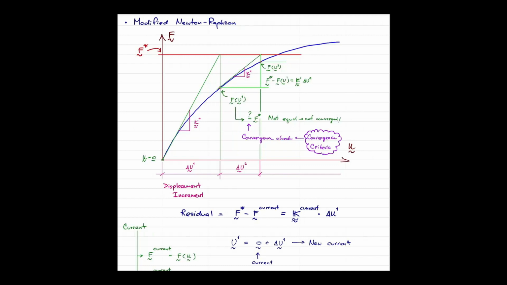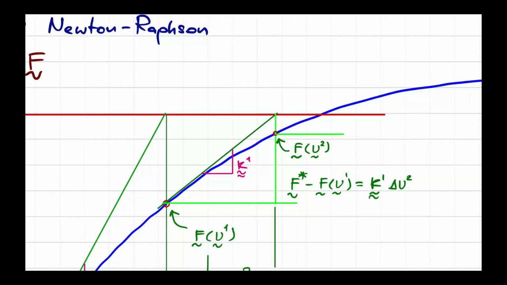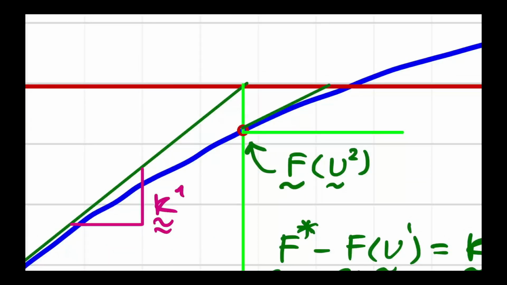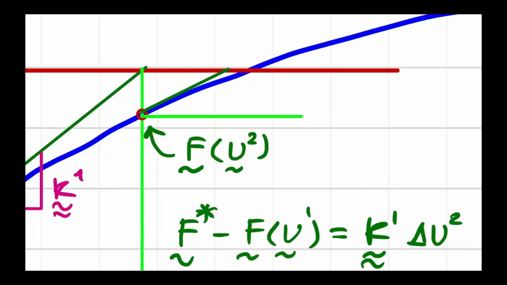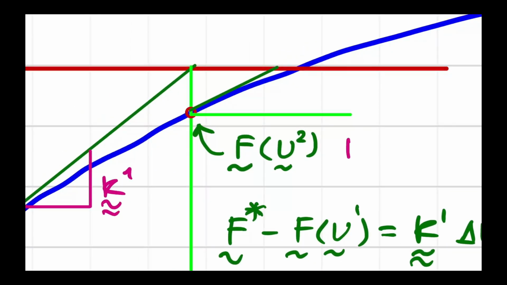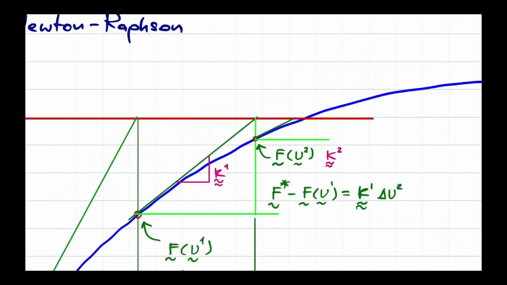So that's the newest force. Then do the shooting again, and we use the K which is evaluated at this red dot, and that's K2.